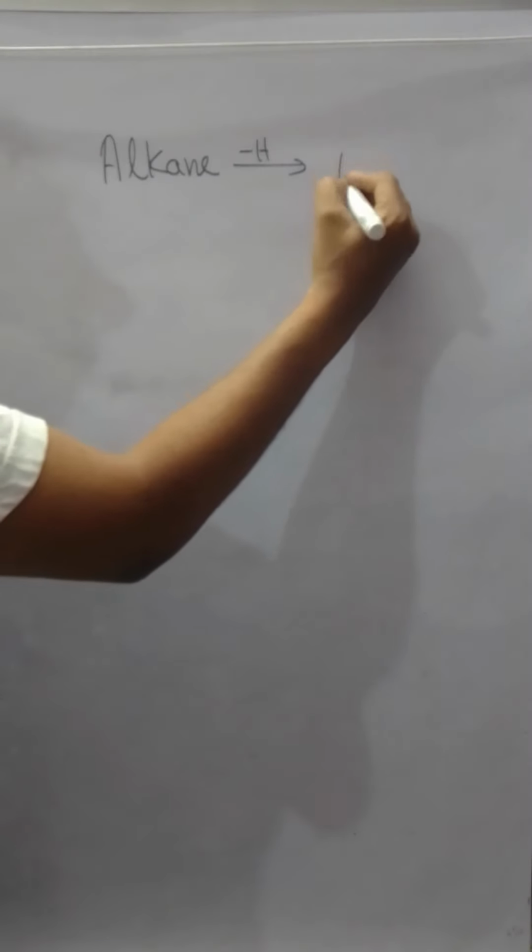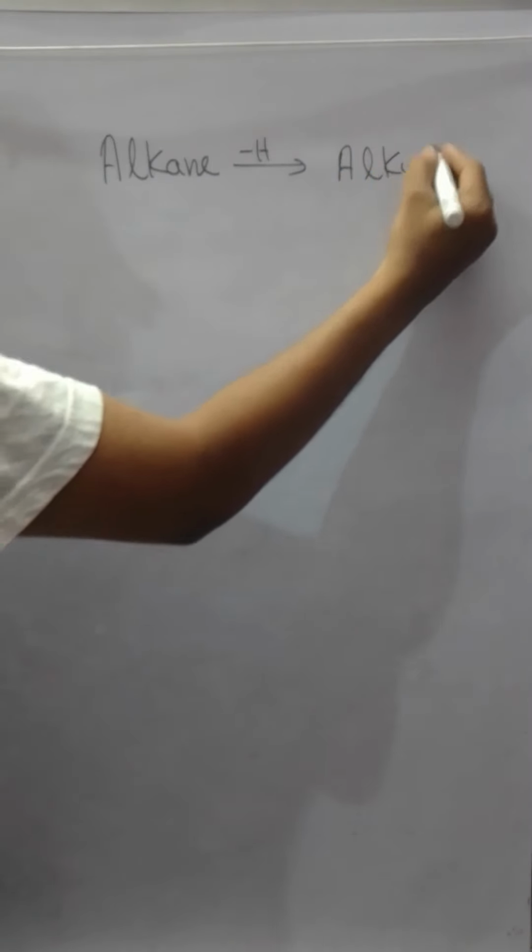Now let's see some of the important alkyl groups which are encountered in organic chemistry. Okay. Now what are alkyl groups? When I take an alkane and remove one hydrogen, the group which is obtained is called an alkyl.